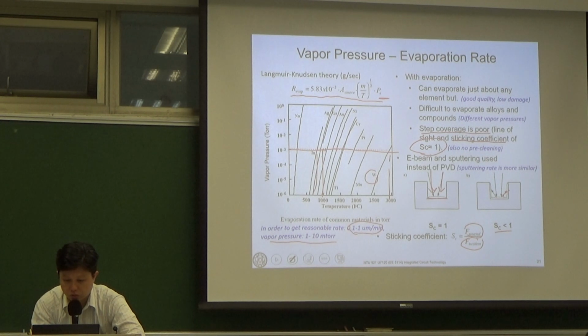Okay, so if you want to provide this good step coverage or have this smaller sticking coefficient, you can use some sputter process. Then those sputtering processes can give you smaller sticking coefficient and good step coverage.